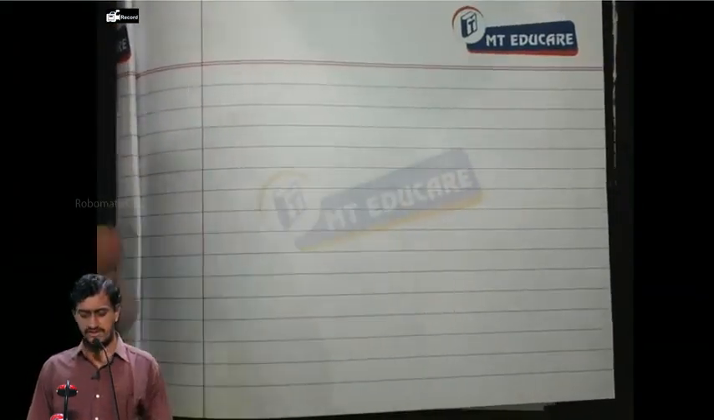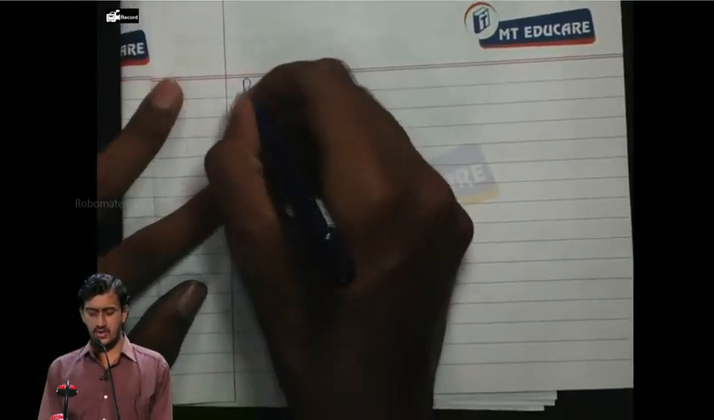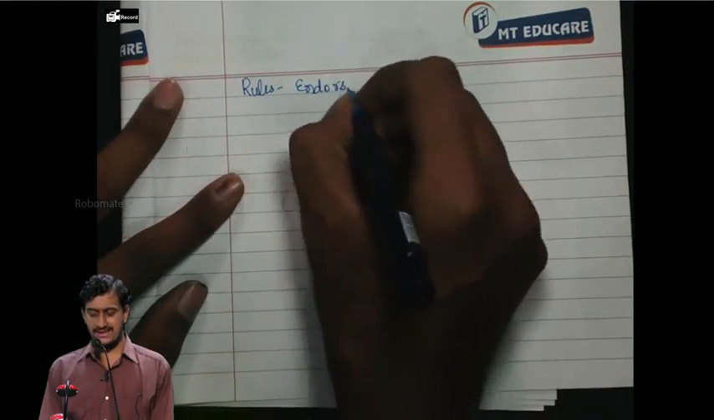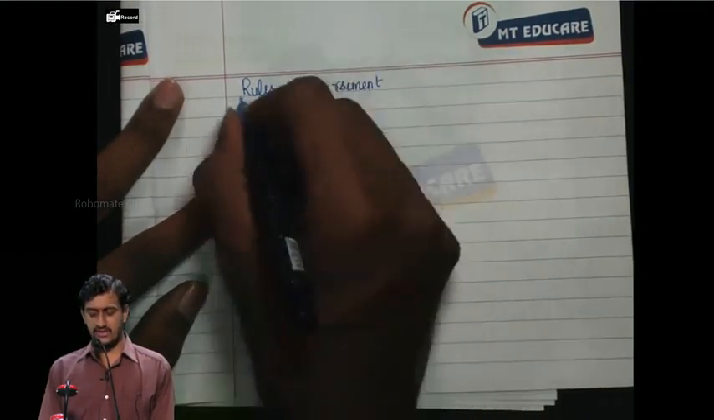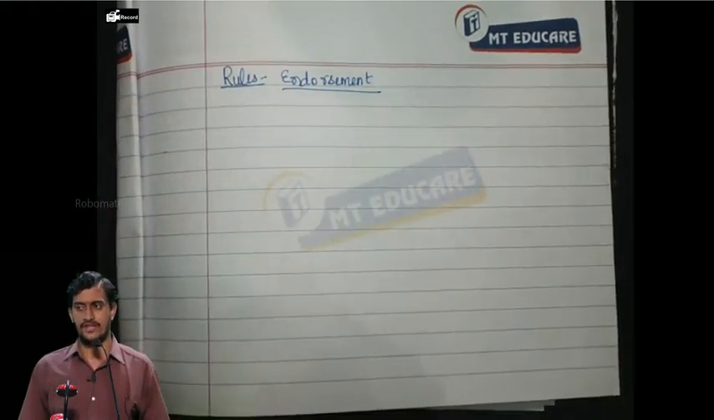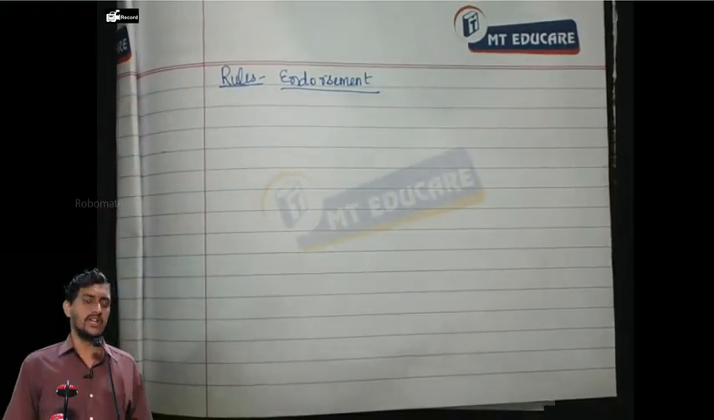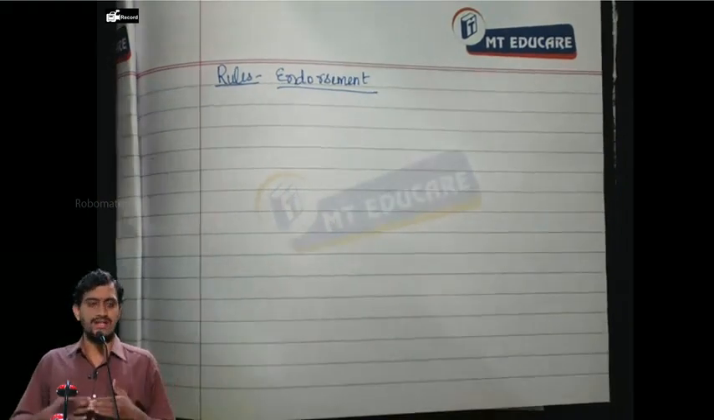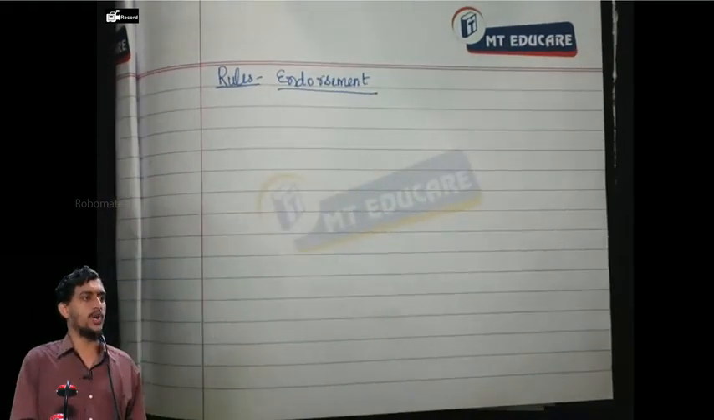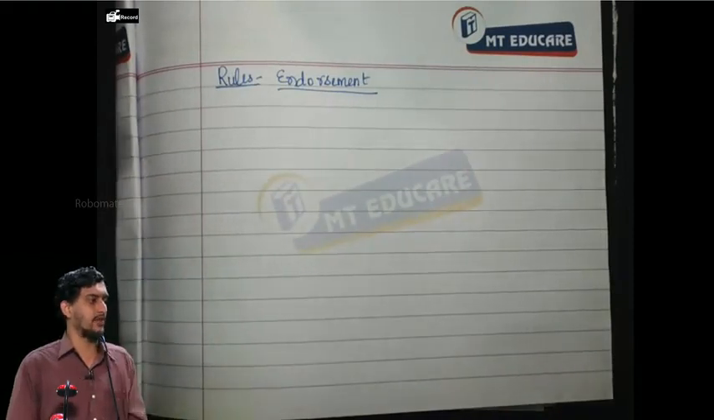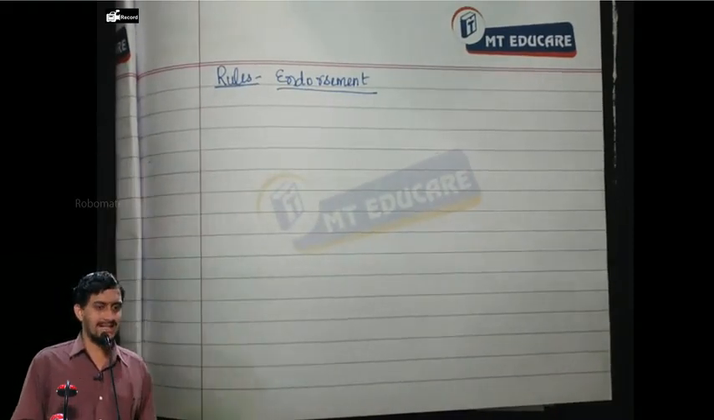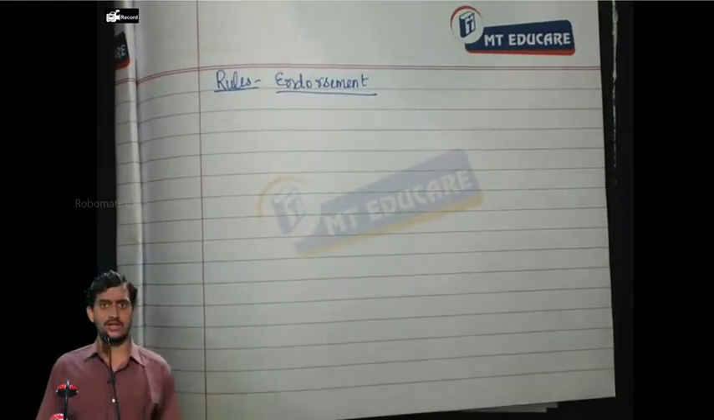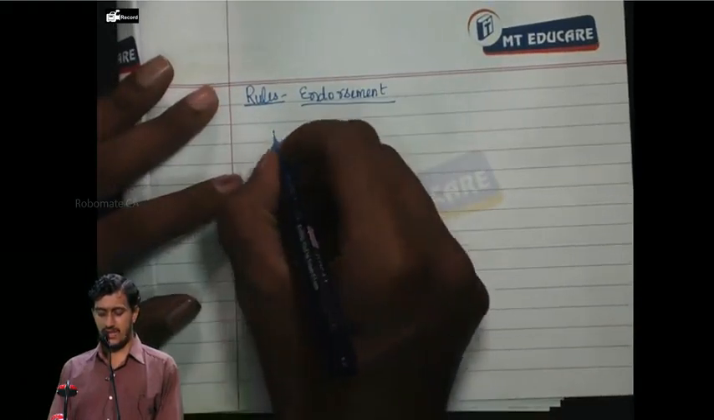Now we are going to discuss about the rules relating to endorsement. Once we understand these rules, then we can go in detail to the various types of endorsements. Once you understand these rules, the types of endorsements become very, very simple. Rules relating to endorsement.